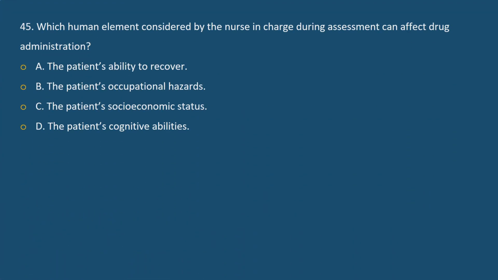Question 45. Which human element considered by the nurse in charge during assessment can affect drug administration? A. The patient's ability to recover. B. The patient's occupational hazards. C. The patient's socio-economic status. D. The patient's cognitive abilities.